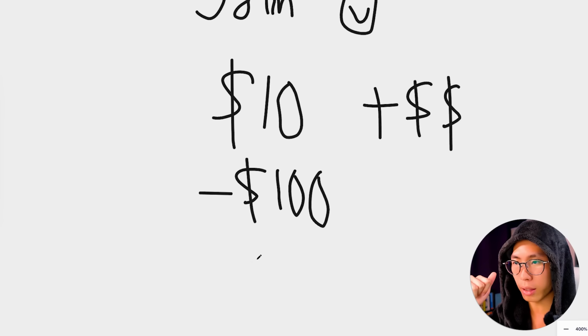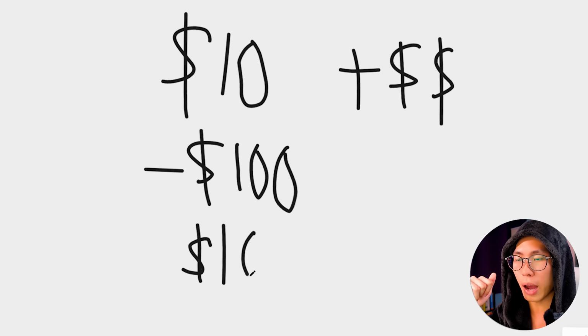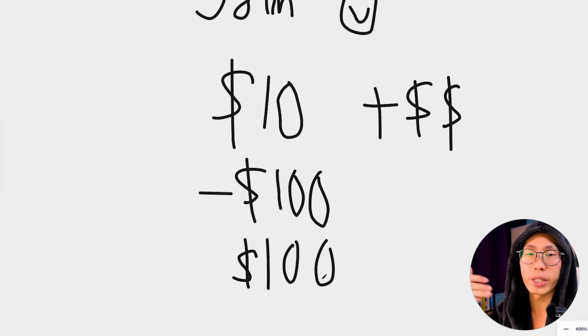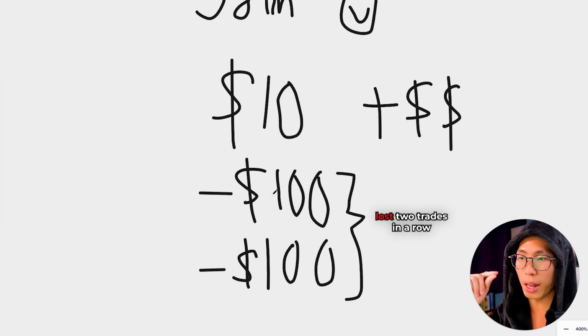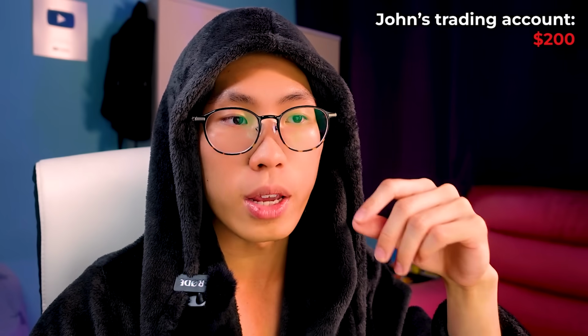So I'm going to take another trade and I'm going to go big. So I take another trade and risk another $100, and lose that same trade. So John just lost 2 trades in a row, and every time he loses $100. So he loses a total of $200. And guess what? John's trading account only has $200. So he ends up blowing his entire trading account.